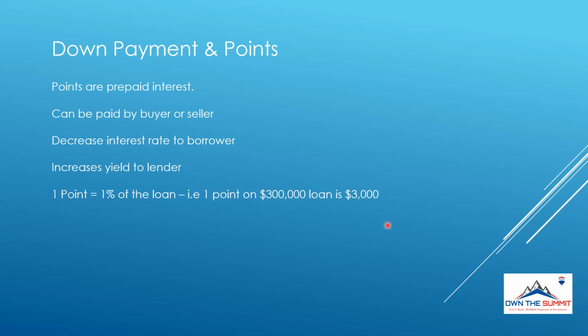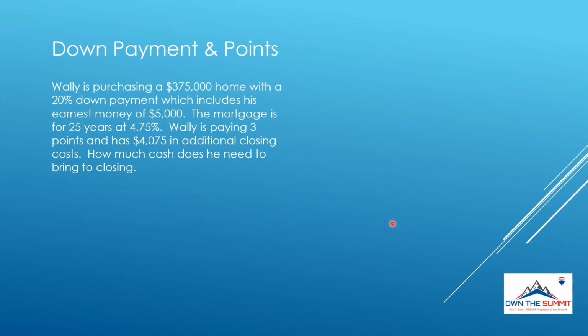1 point equals 1% of the loan. So let's say we have a $300,000 loan, and the borrower is paying 1 point, that's $3,000. And a point lowers the effective interest rate by 1/8 of a percentage point. So if your loan was 4 1/4 and you paid 1 point, your new loan rate would be 4 1/8. Make sure you don't get these two confused, because these are frequent questions on the test.